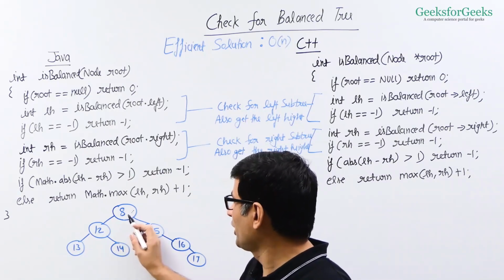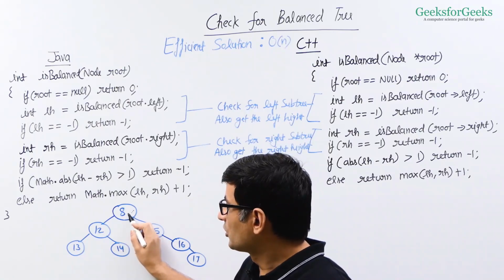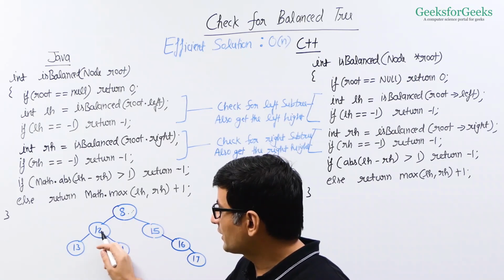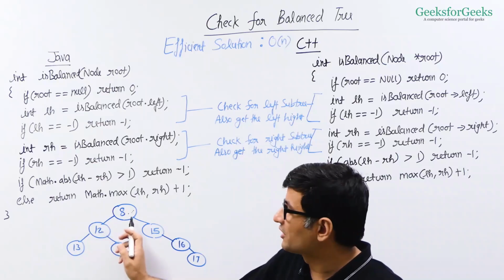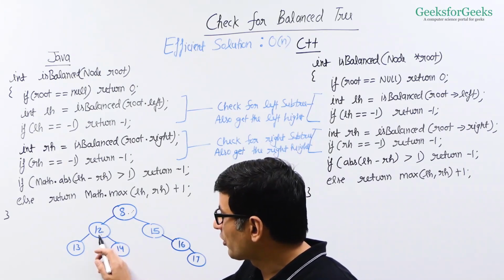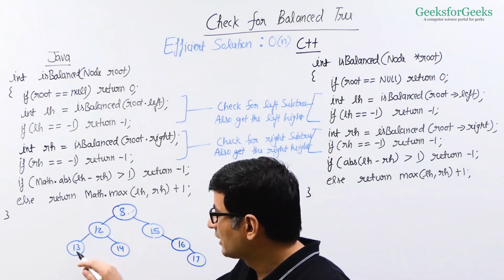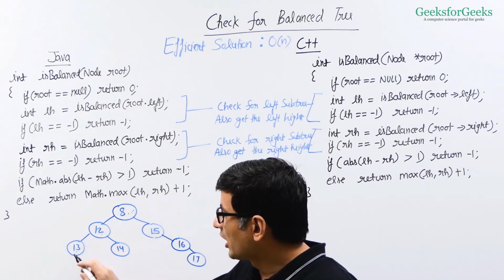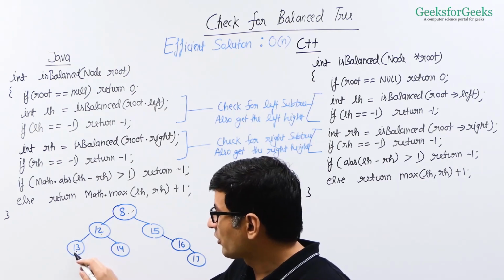We begin with 8. So we call for the left subtree first, right? We begin with the first line, this is not null. So we come here and we call for the left subtree. Left subtree is also not null, not going into the base case. So it will call for 13. Now when you call for 13, 13 is again not null, so not going into the base case.